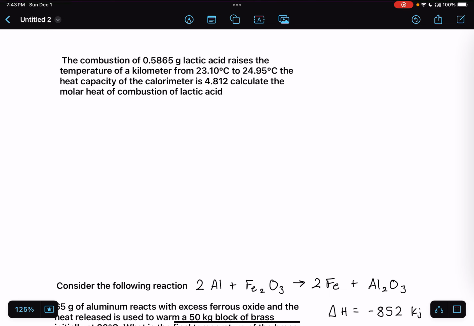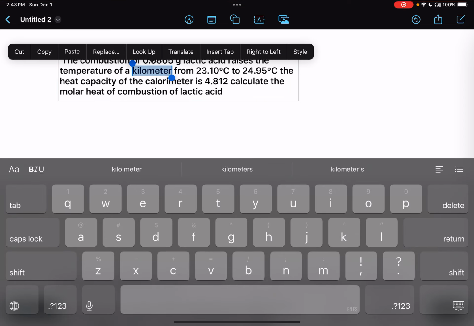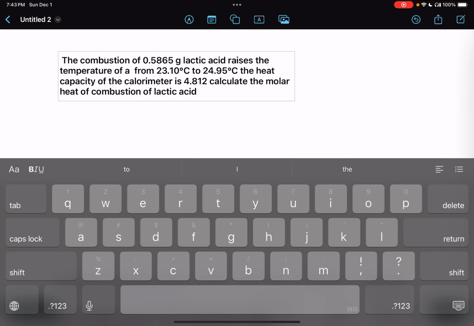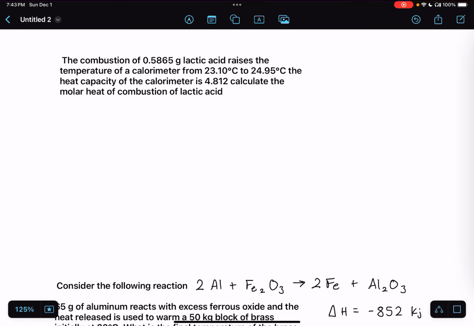So starting with 15, the combustion of 0.5865 grams of lactic acid raises the temperature of a calorimeter from 23.1 degrees Celsius to 24.95 degrees Celsius. Let me just fix this real quick. Calorimeter. The heat capacity of the calorimeter is 4.812. Calculate the molar heat of combustion of lactic acid.